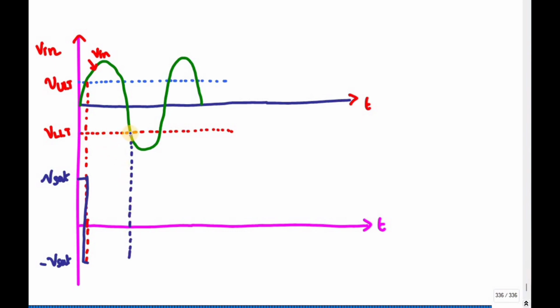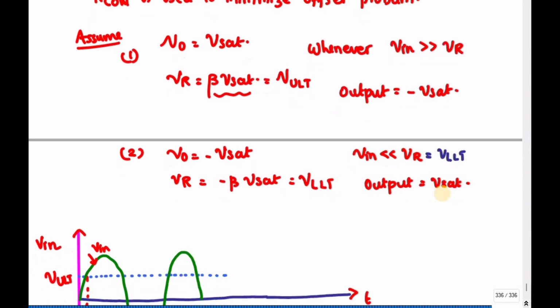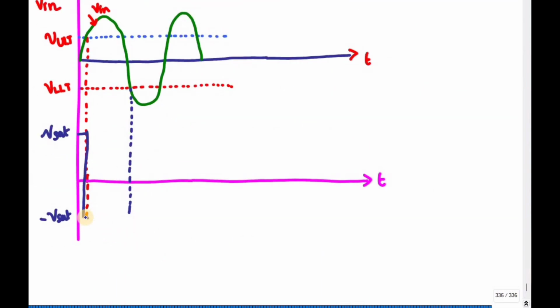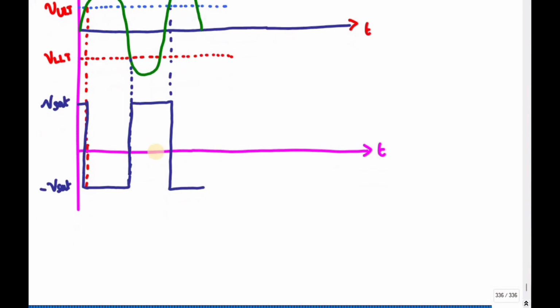Again, you can see during this point the input voltage is less than the VLLT, right? So whenever the input voltage goes less than VLLT, the output goes to Vsat. Up to this point, it will be held like this. So it goes to Vsat, and this process will continue. Okay, so you can see I'm getting a square wave.